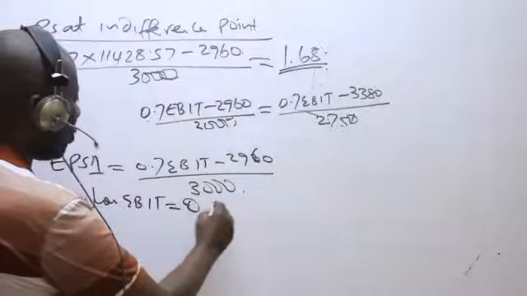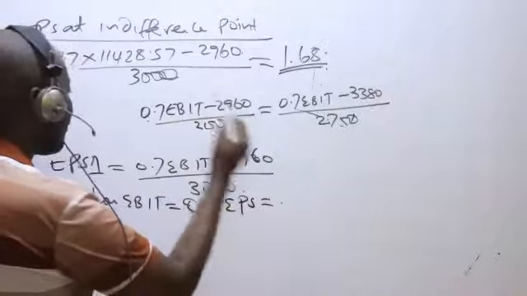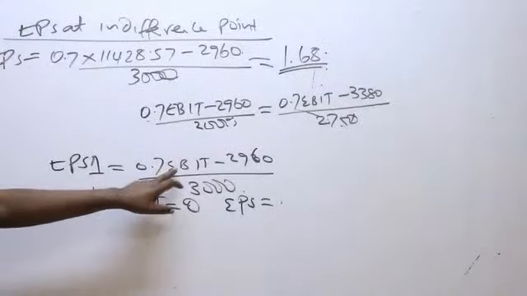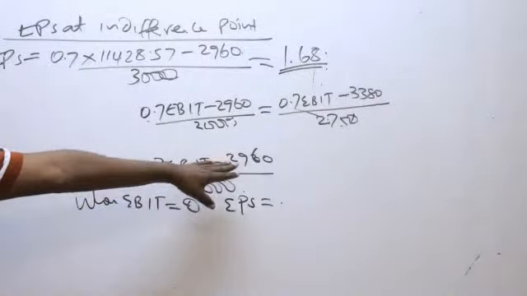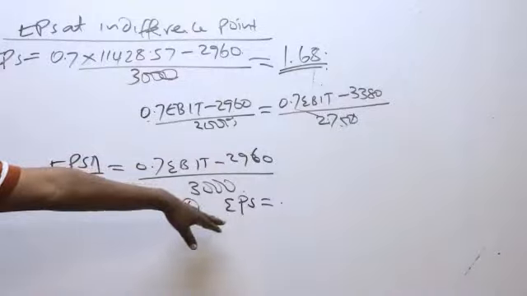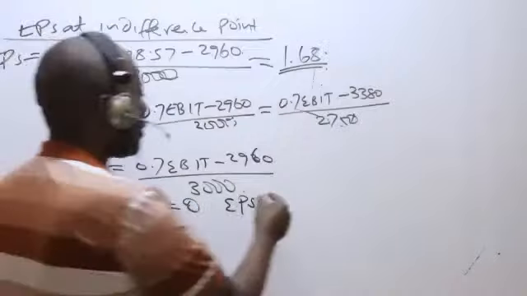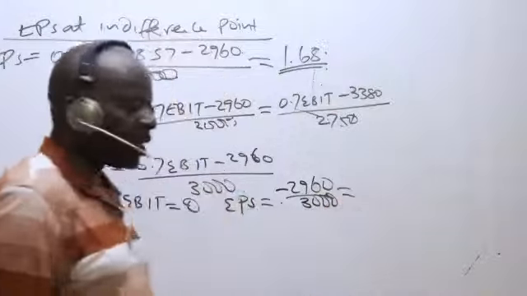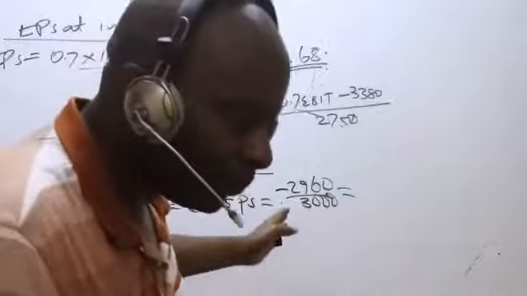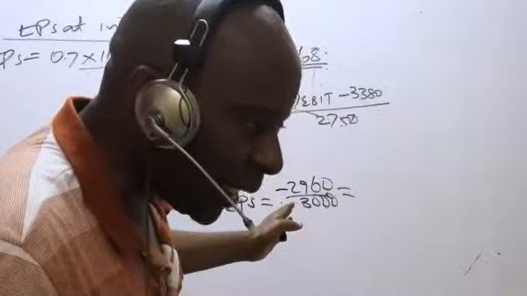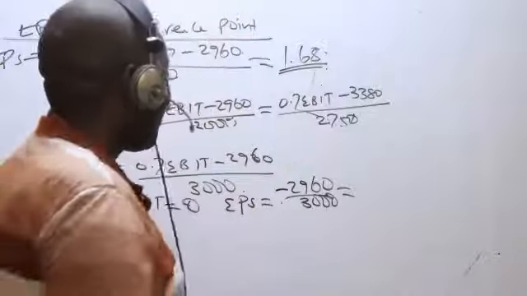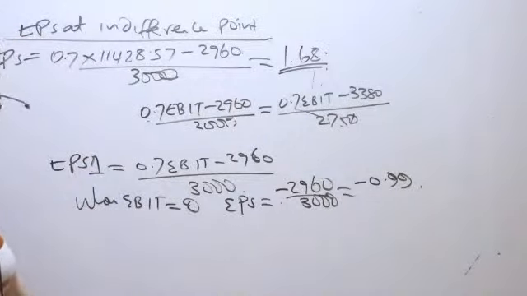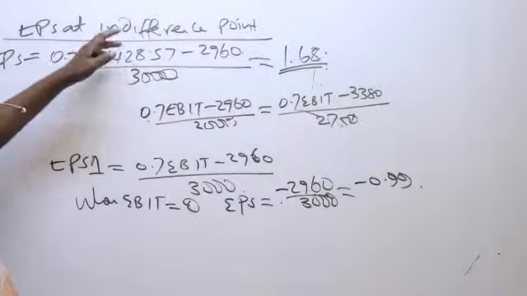You start by asking yourself: when EBIT is 0, what will be the value of EPS? Could you kindly substitute here? When EBIT is 0, this will be 0 minus 2960 all over 3,000, which gives minus 0.99. Then we have the second point; try to make use of the EPS point.